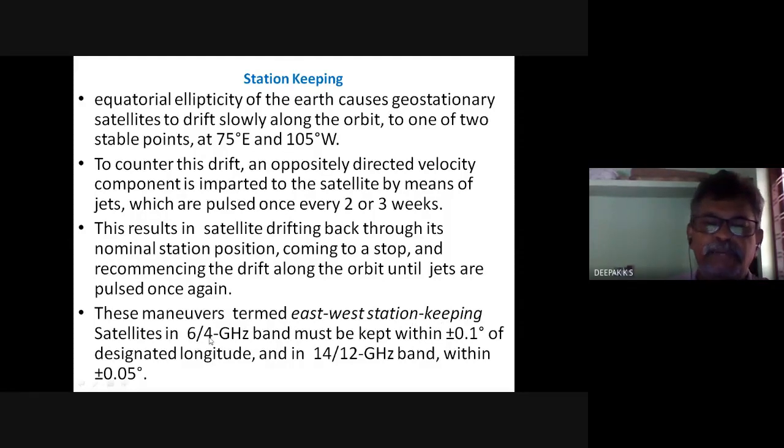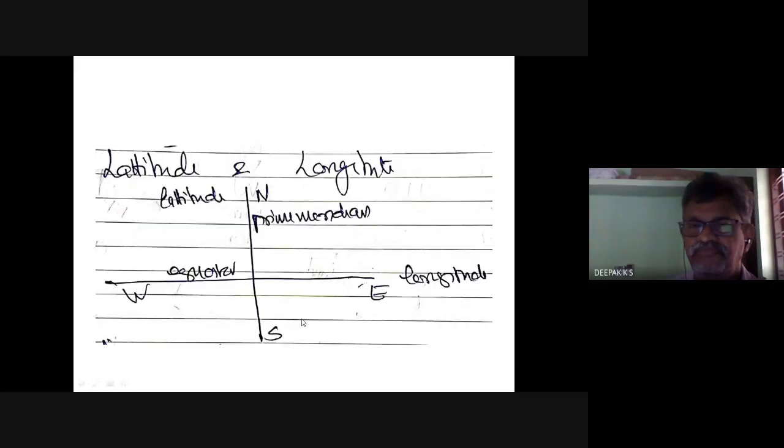For east-west station keeping, satellites in the C-band, 4 to 6 gigahertz, where the higher is for uplink and the lower is for downlink, must be kept within plus or minus 0.1 degree of designated longitude. Longitude is east-west. In the Ku band, 14/12, again higher frequency for uplink and lower for downlink, it is within 0.05 degree. This is the longitude and this is the latitude.